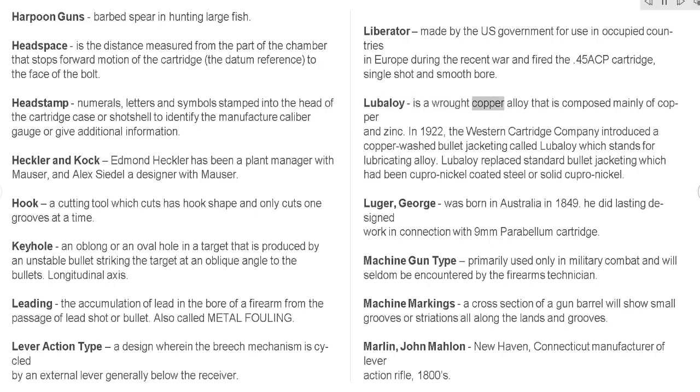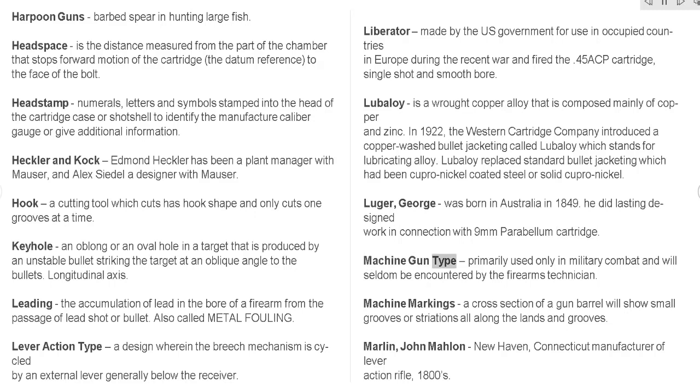Lubaloy is a wrought copper alloy that is composed mainly of copper and zinc. In 1922, the Western Cartridge Company introduced a copper-washed bullet jacketing called Lubaloy, which stands for lubricating alloy. Lubaloy replaced standard bullet jacketing, which had been cupro-nickel coated steel or solid cupro-nickel. Luger, George, was born in Australia in 1849. He did lasting design work in connection with the 9mm Parabellum cartridge.